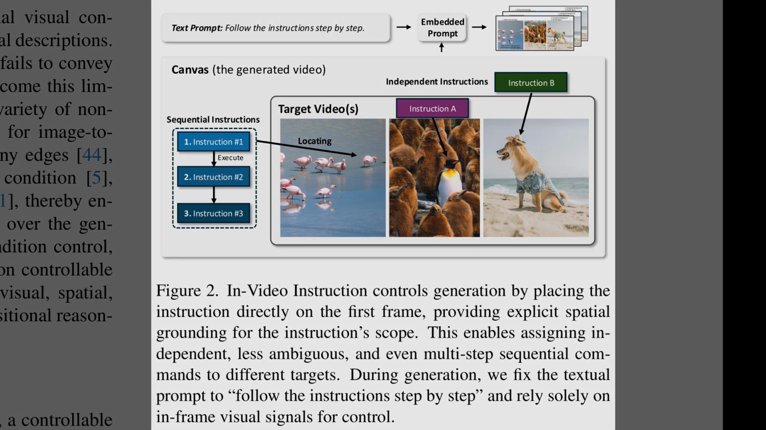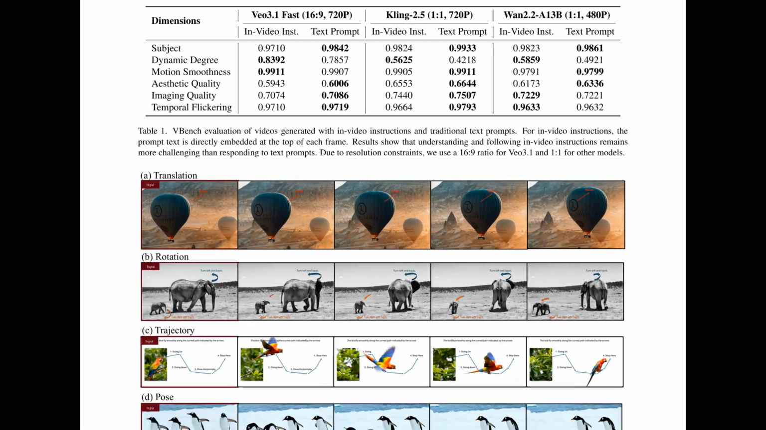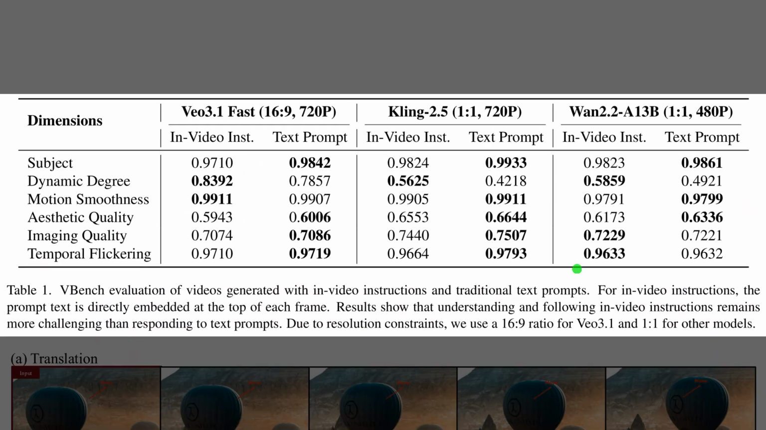So, after seeing qualitative examples of the interface, Table 1 quantifies how well models read instructions drawn inside the frame. The table reports V-bench scores, which are automatic ratings of video quality and coherence, for 3 generators under in-video instructions versus plain text prompts. Numbers are very close overall, yet text prompts win slightly, which suggests that reading tiny in-frame text is harder than reading direct prompts, but still quite feasible for these models.